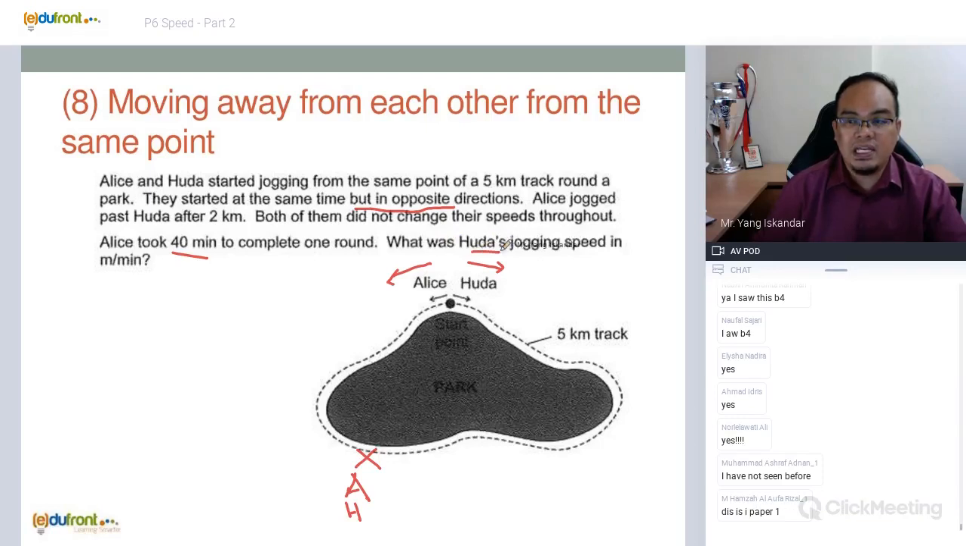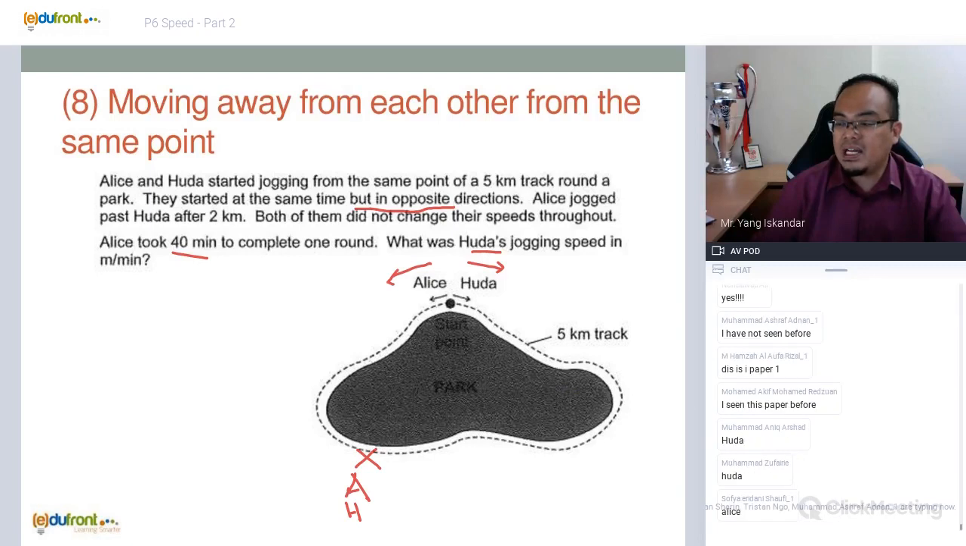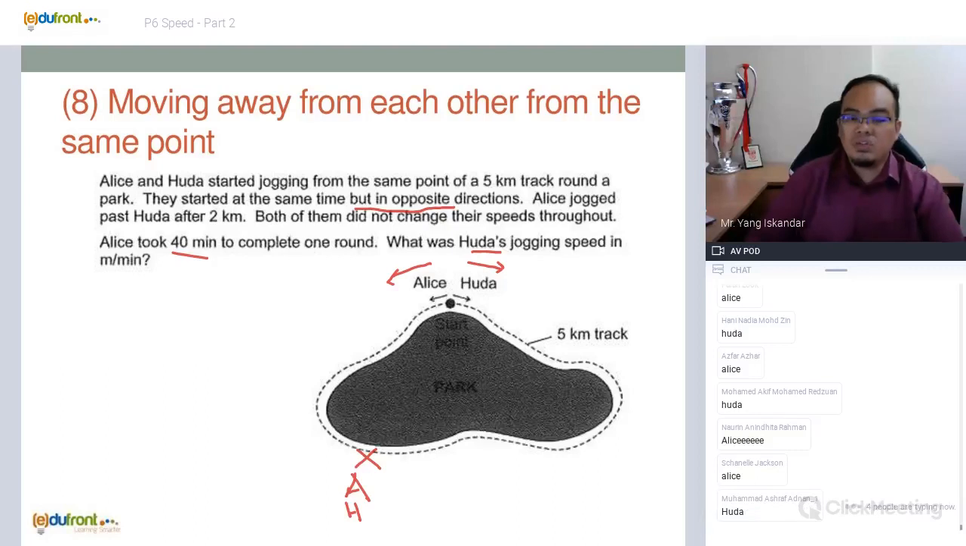So they ask you for the speed of Huda in meters per minute. Now let me ask you this question. Can you tell me who jogged faster, Alice or Huda? And why? Okay, some say Huda, some say Alice. Look carefully at the question. Who jogged faster?